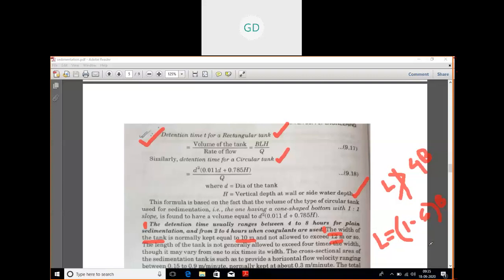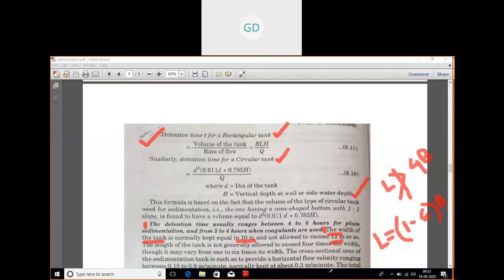If somebody is taking 5b and somebody is taking 4b, obviously the answer will differ, but that difference will not make your answer incorrect. It depends upon what variation you are taking.